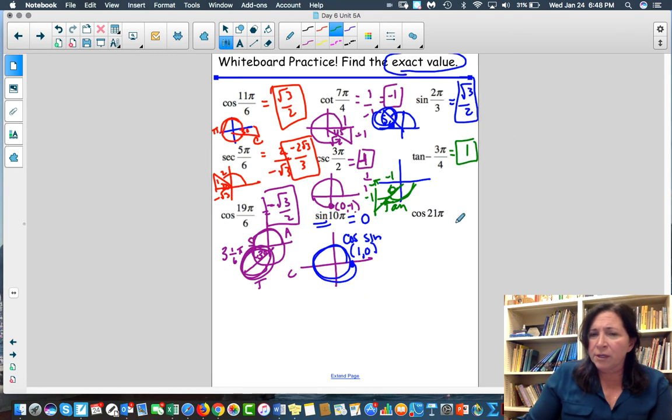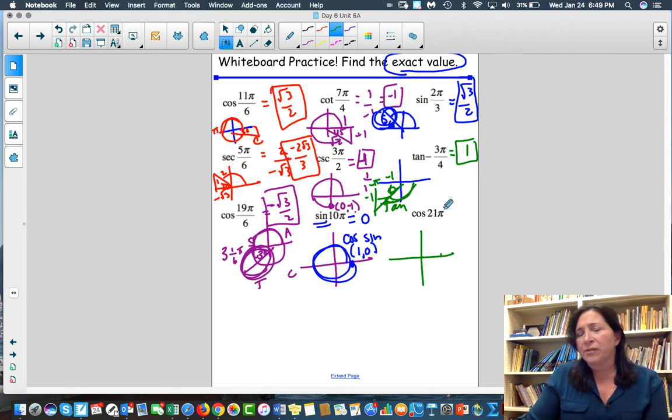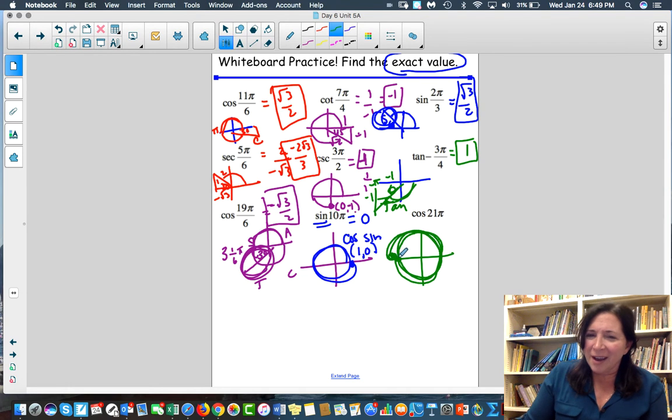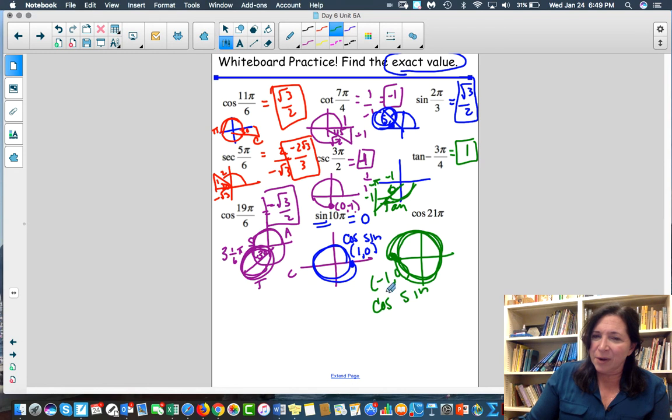And the last one, cosine of 21 pi. So we start here at 0. Not 21 degrees, I'm sorry, that says 21 pi. So starting at 0, there's 1 pi, 2 pi, 3 pi, 4 pi, 5 pi, 6 pi, odd pi here. So here's odd pi. So we're here. Where are we? We're at -1, 0. Remember how it goes cosine, sine? We're at -1. So my answer is -1.